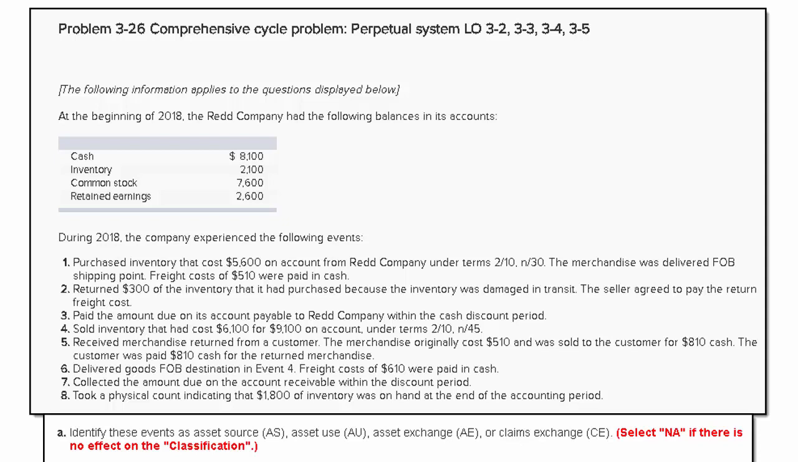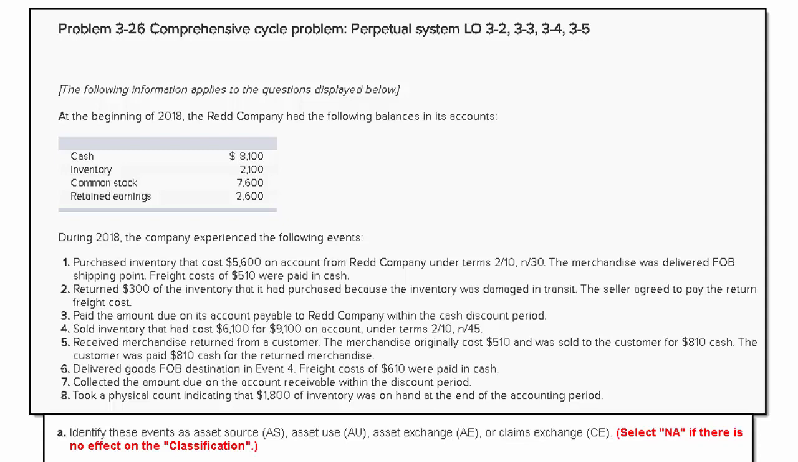Okay, let's take a look at problem 326, which is a comprehensive cycle problem related to perpetual systems. At the beginning of 2018, the red company had the following balances, and you can read the balances there. And then there's 8 transactions. What we're supposed to do is identify every one of these transactions or events as an asset source event, an asset use event, an asset exchange event, or a claims exchange event. And we would select NA for not applicable if there's no effect on the classification.